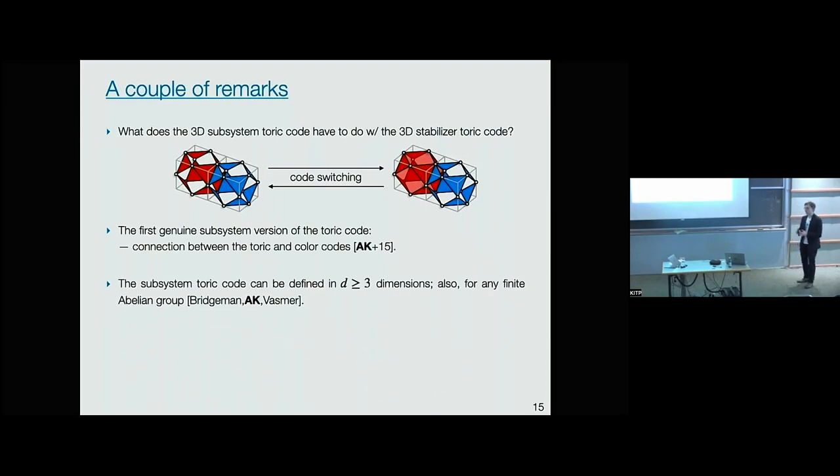Also, another thing that I would like to mention to you is that I discussed with you the subsystem toric code in 3 dimensions with qubits, but we can define it in 3 or higher dimensions. And also, we don't have to work with Z2, we can work with any finite abelian group.